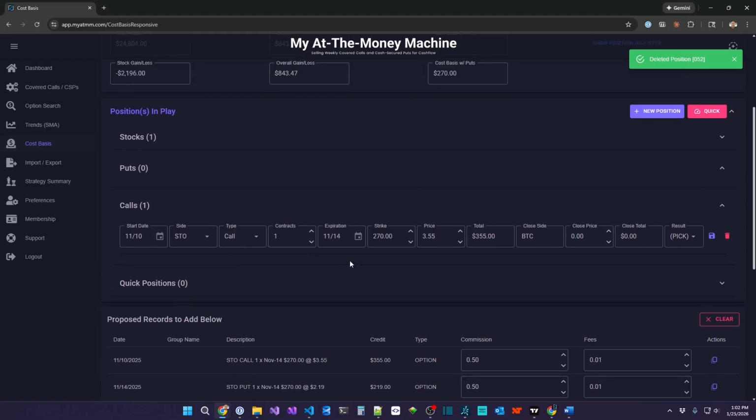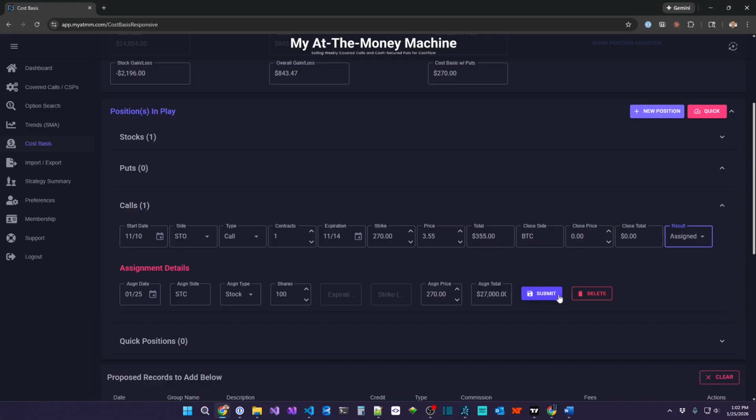All right. The call expired in the money, so we got assigned on that. So we want to do assigned. The funny thing about it is you don't actually have to do assigned on this one because an assignment on a call is really just getting rid of the stock. So you could go through the motions of that, but you don't really need to. So I'm just actually going to delete this position.